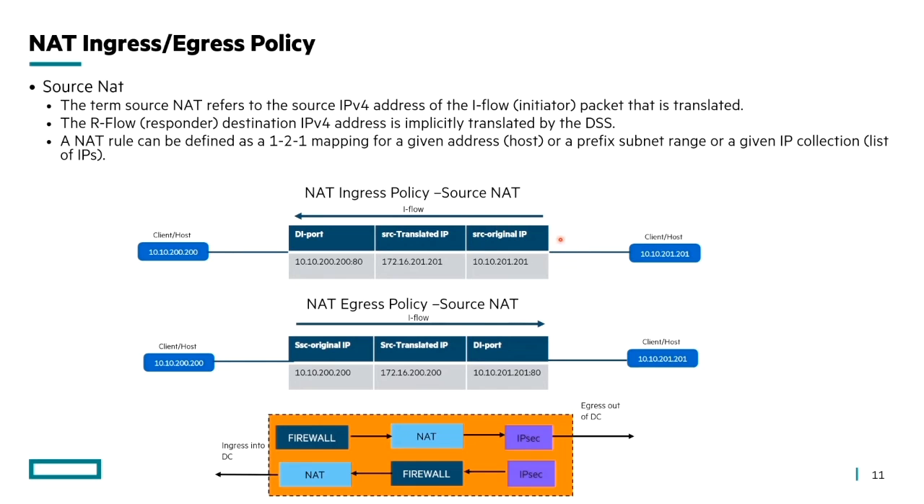Likewise, for an ingress policy and source NAT, exactly the same process occurs. We have client host 10.10.201.201 with its source address translated to 172.16.201.201, targeting its destination IP of 10.10.200.200. Client host 10.10.200.200 targets the destination address of this host, 172.16.201.201, and that will be the rFlow, which is dynamically translated as part of this source NAT policy.